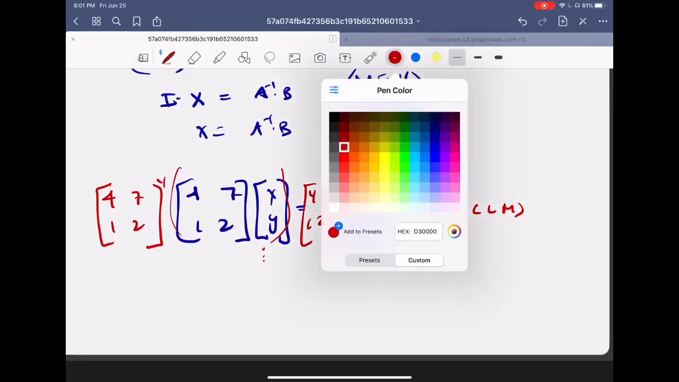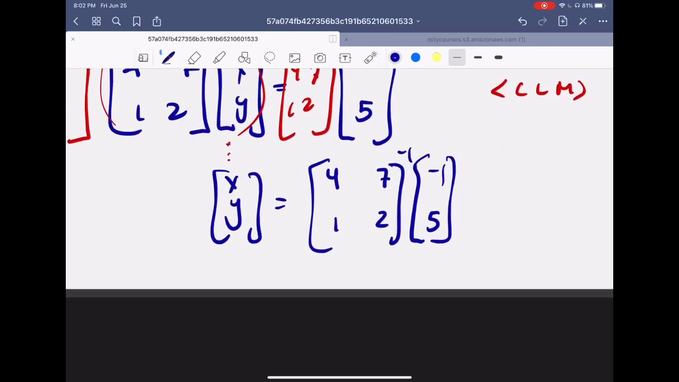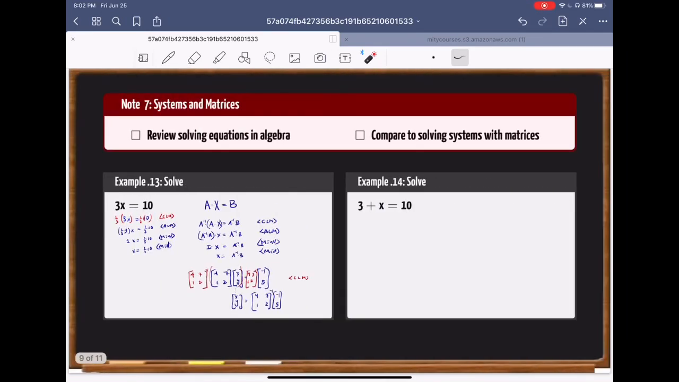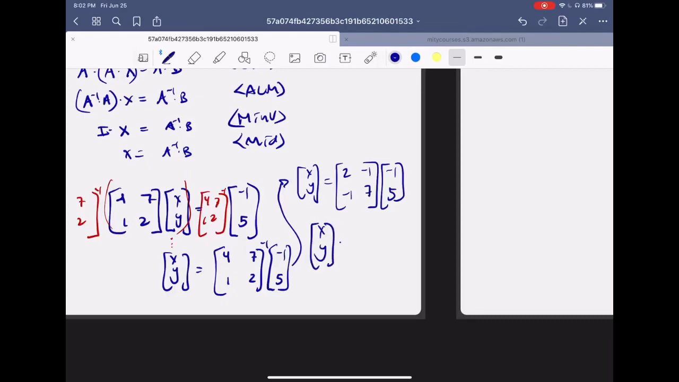I'll have that xy is equal to the inverse of that times that. And of course, I already knew what the inverse is because we talked about this earlier. The inverse of that guy is that guy. The 2 and the 4 and the other numbers change. And so this means that, I'll continue here, that xy is equal to 2, 7, -1 times -1, 5.